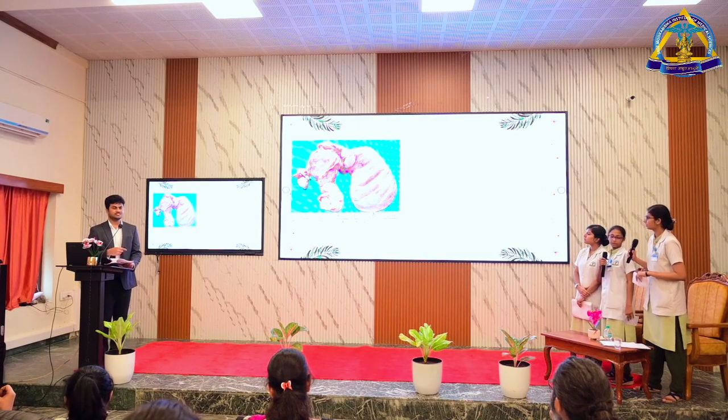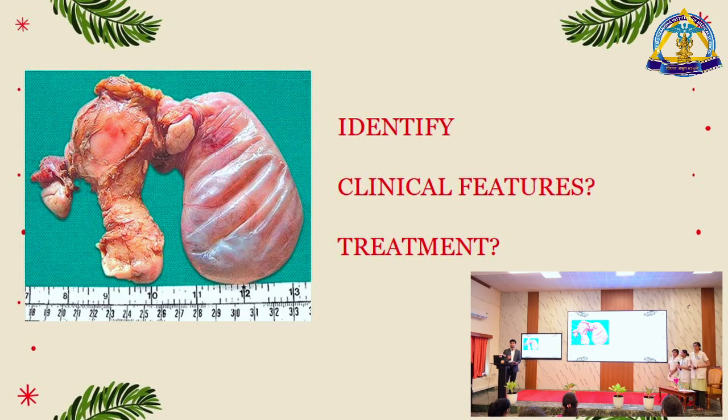Read this question. Do any of the students want to answer? Yeah, you can answer. So this is a specimen showing uterus, cervix, fallopian tube and ovary with one-sided ovary enlarged. So this is probably a specimen of ovarian cyst.